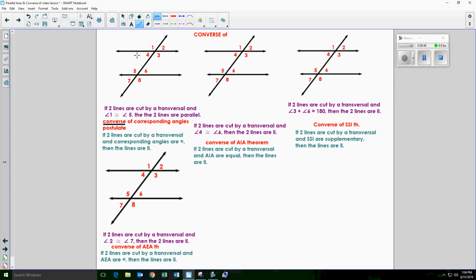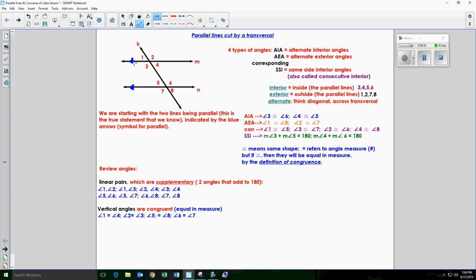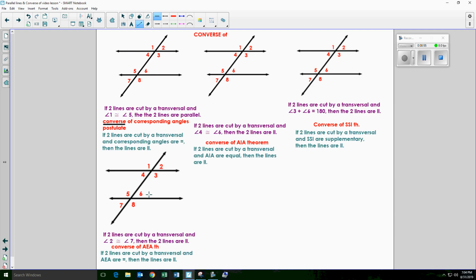We do not start with them being parallel. Remember, on this first page, we started with them being parallel. We knew they were parallel, then we could make all these statements. Well, here we're going to know one pairing of our angles from the last page to be true. Then we can state that the two lines are parallel. So this is how you prove two lines parallel when you have two lines cut by a transversal.